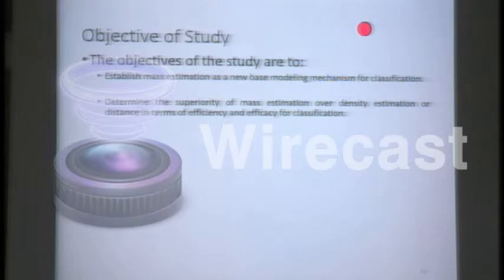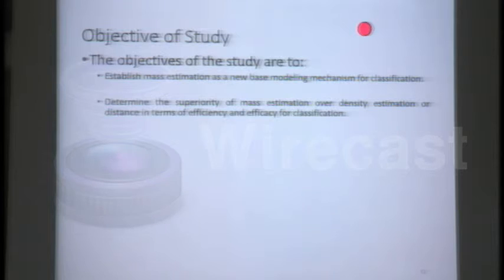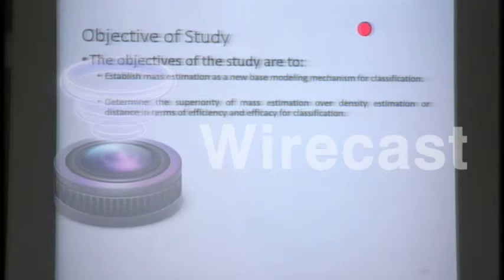So we divided this objective into two parts. We have a new base modeling mechanism for classification. We have developed this and determined the superiority of the mass estimation over density estimation or distance in terms of efficiency for classification. Effectiveness and efficiency differ: effectiveness is that my algorithm is able to hold what exactly has been proposed in the past. And efficiency means that my algorithm is able to support what I am producing in the near future for my particular algorithm. So both things have been clarified in this particular data set.